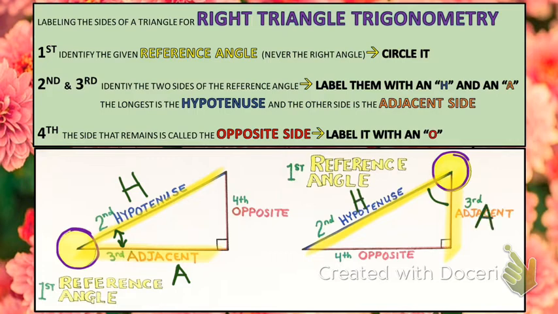And then finally, the fourth step is the remaining side will be called the opposite side, and we're going to label that side with an O. So this side is the opposite side, and in the triangle on the right, this side is the opposite side. So notice that the hypotenuse is the same line segment no matter which angle was the reference angle. But the opposite side and adjacent side switched locations when we switched the reference angle.